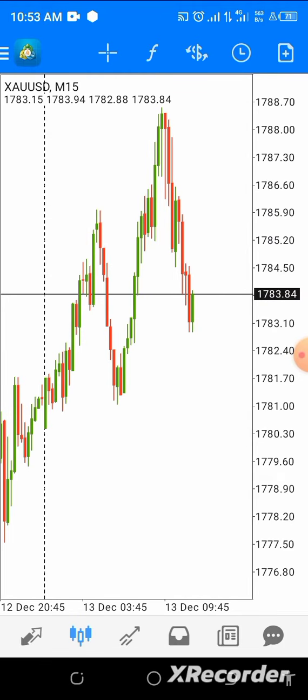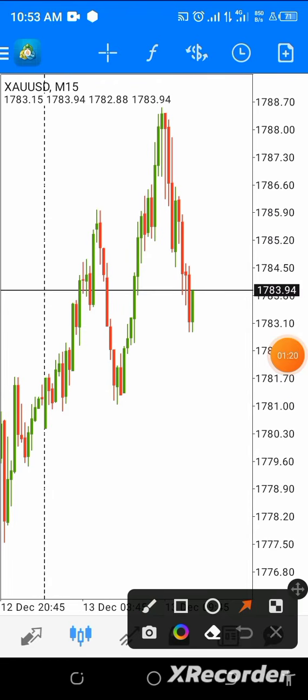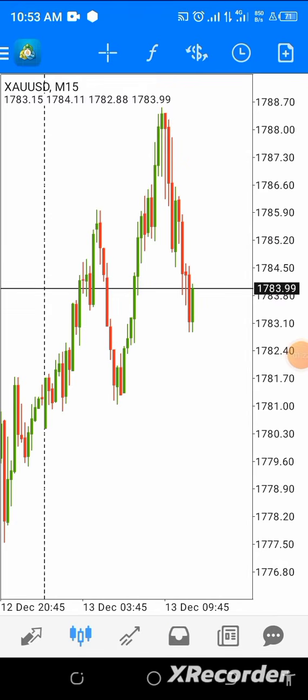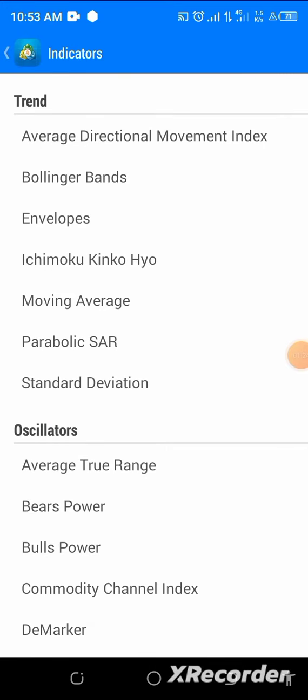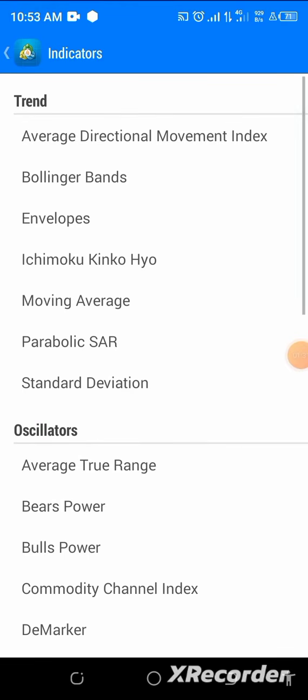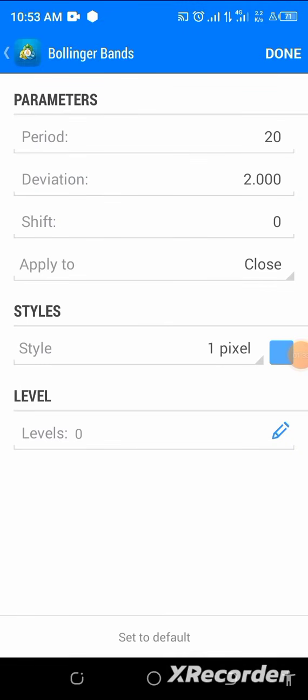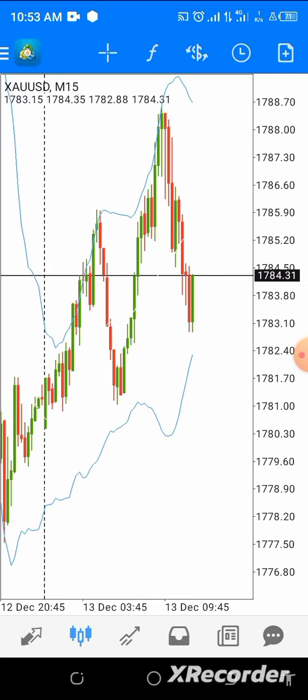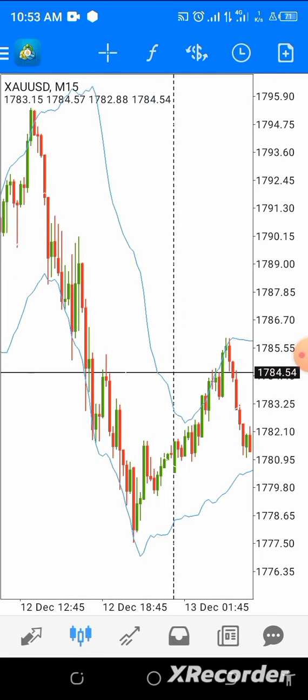Firstly, let's go to the settings. Go to your F sign and click it. First locate Bollinger Bands. Here is your Bollinger Bands. You click on your Bollinger Bands. The settings: period is 20, deviation is 2, apply to close, and then any color of your choice, no level. Then you click done. It will look like this.